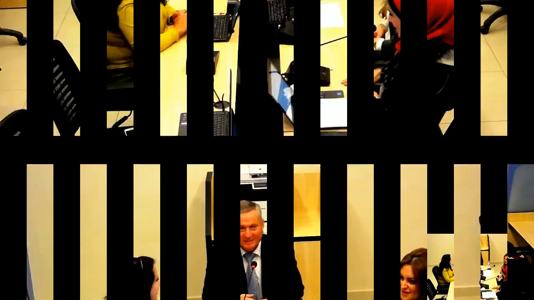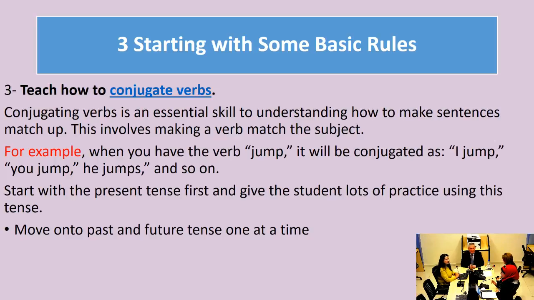Whose turn? Me? Okay. Number 3, teach how to conjugate verbs. Conjugating verbs is an essential skill to understanding how to make sentences match up. This involves making a verb match the subject.